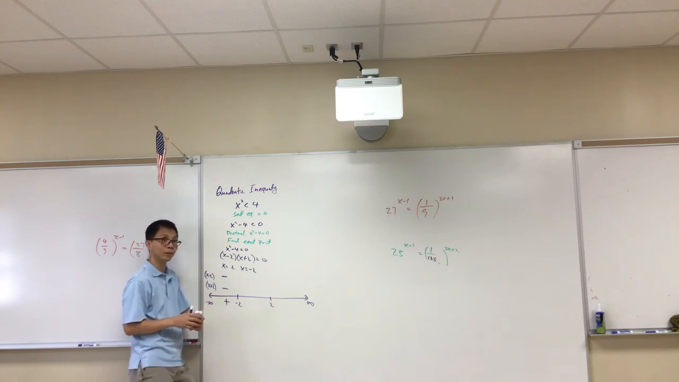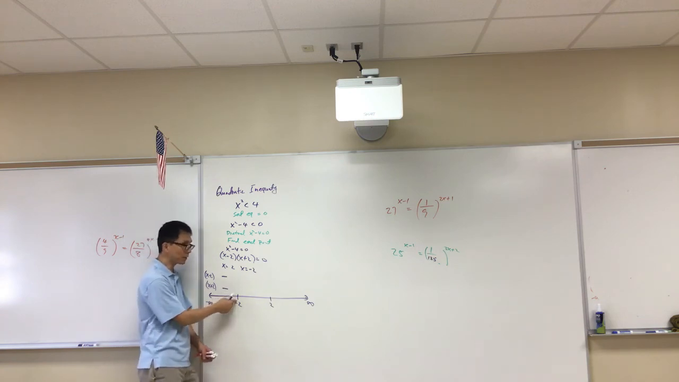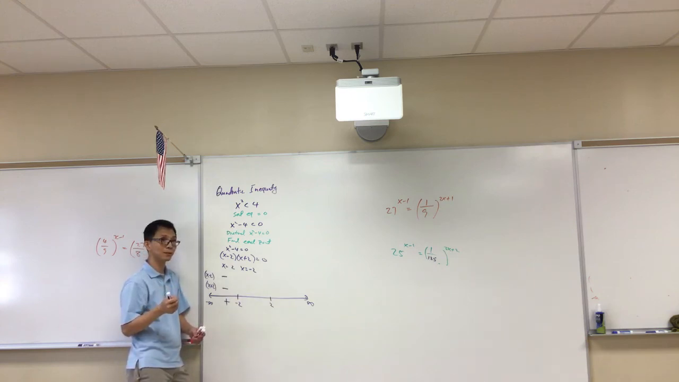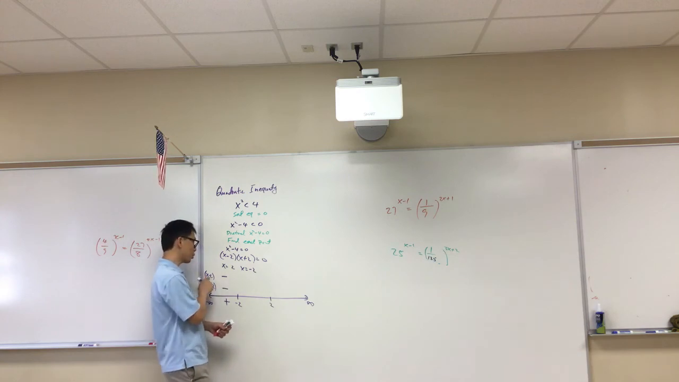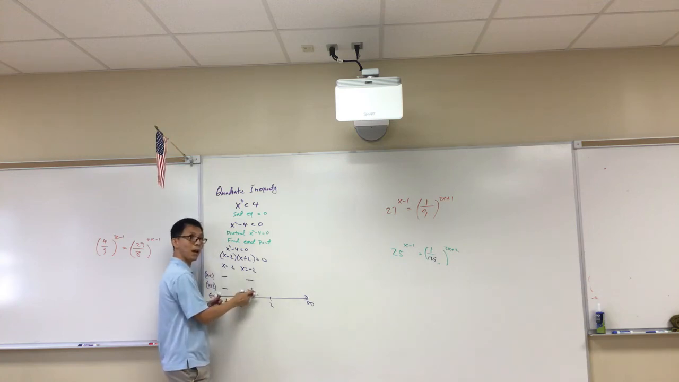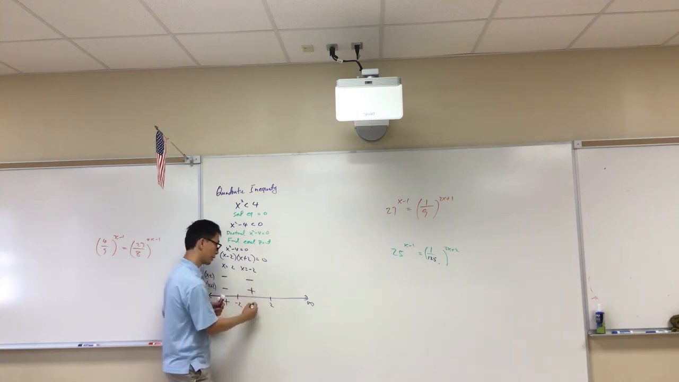If I go from negative infinity to -2, I'm going to pick a number in between. What's a good number to test? 0. 0, good. So I plug in 0 minus 2, that gives you a negative. 0 plus 2 gives you positive. Negative times positive is negative.